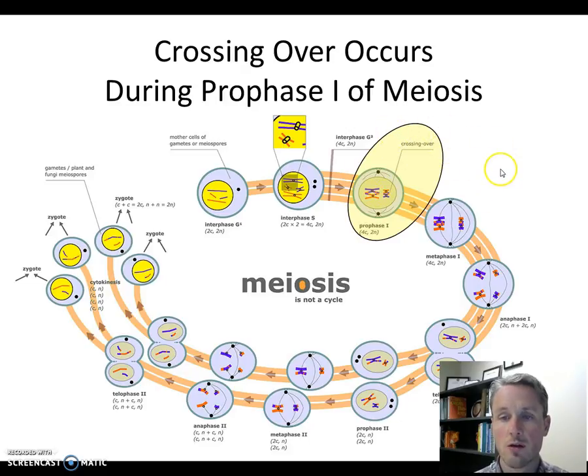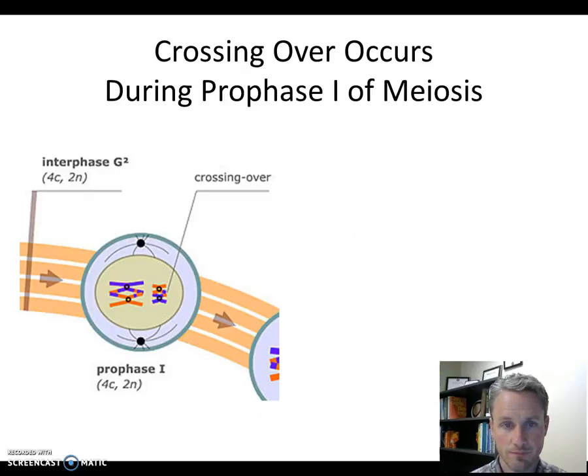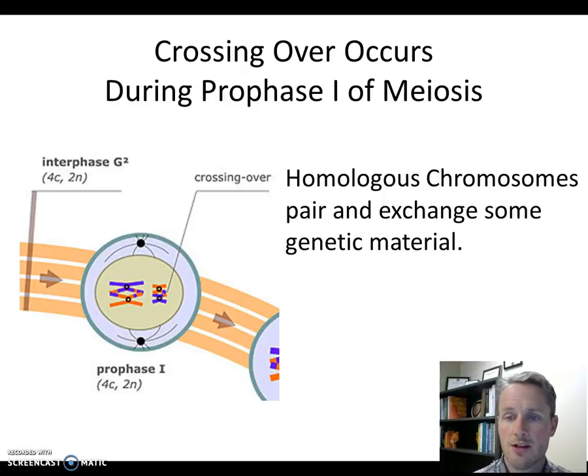So let's look a little more closely at the cell in prophase 1 and think about what is going on. If we zoom in on prophase 1 from that figure, we can again see that crossing over is occurring. And so what's happening during crossing over? There's really two important things going on. The first is that the homologous chromosomes are paired together. And then, while paired, those homologous chromosomes exchange a little bit of their genetic material.